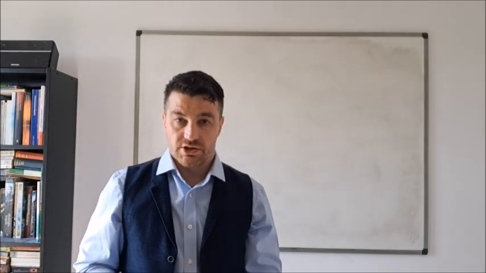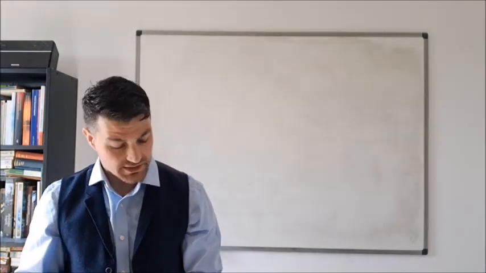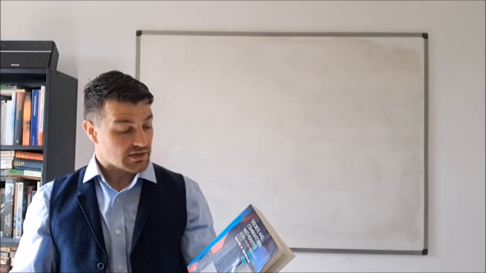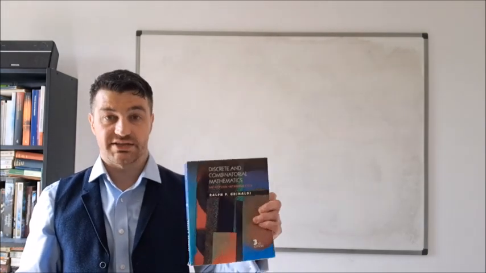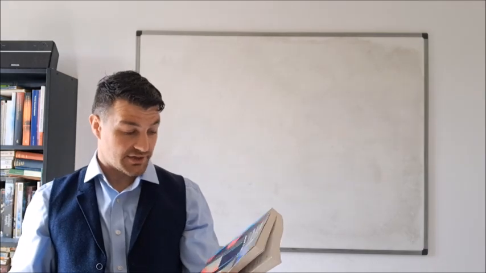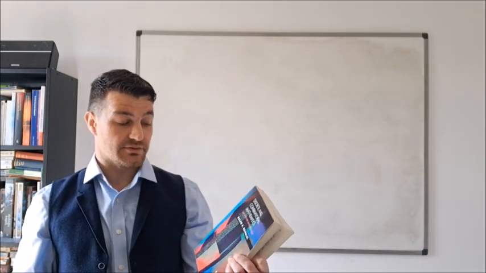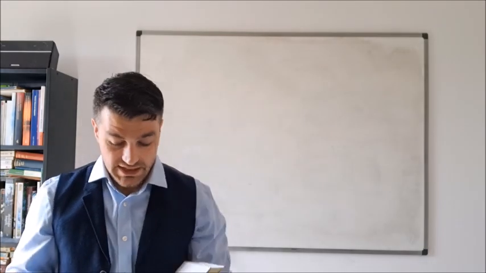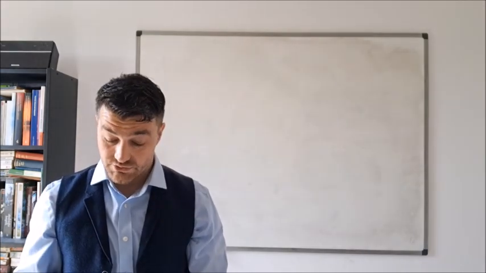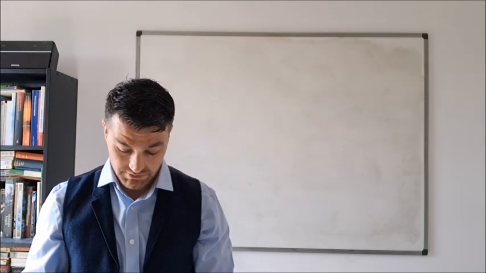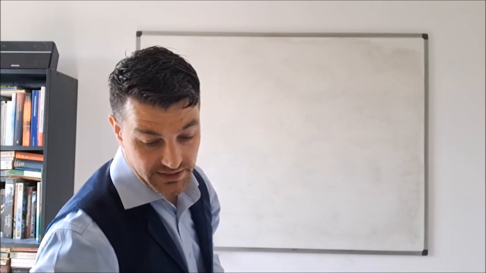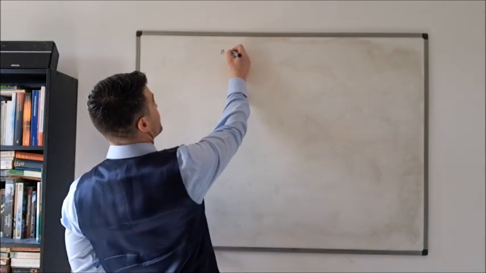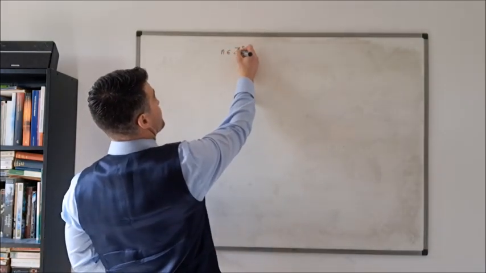So in this video, I've decided to take a problem from a book that I've used before, I think, Discrete and Combinatorial Mathematics, an Applied Introduction. This is the third edition, and the author is Ralph P. Grimaldi. And the problem that I've selected is from page 459, and it's problem number 9. So the problem is to simplify the following sum, where n is a positive integer.